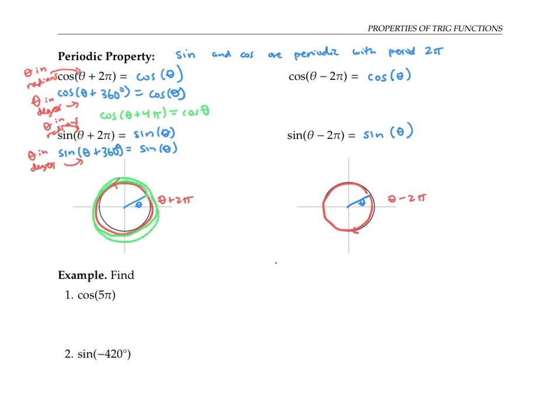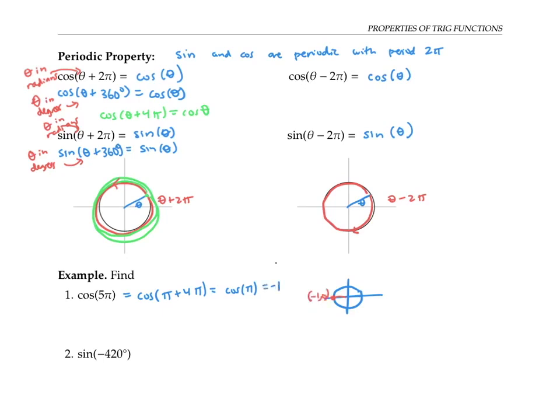So if we want to find cosine of 5 pi, that's the same thing as cosine of pi plus 4 pi, which is the same thing as cosine of pi. Thinking about the unit circle, pi is halfway around the unit circle, so cosine of pi means the x-coordinate of this point right here. Well, that point has coordinates -1, 0, so cosine of pi must be -1.